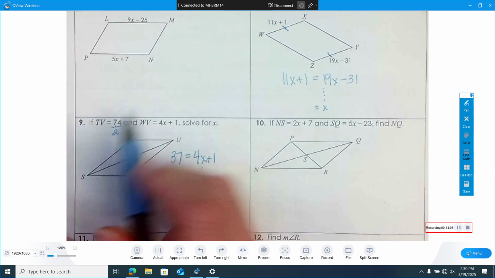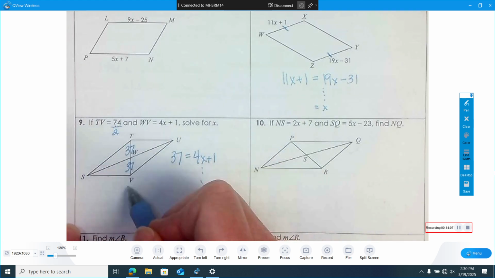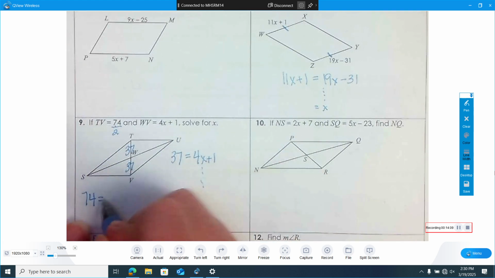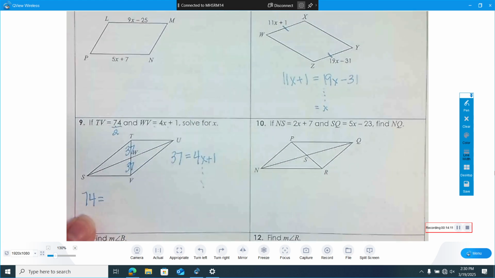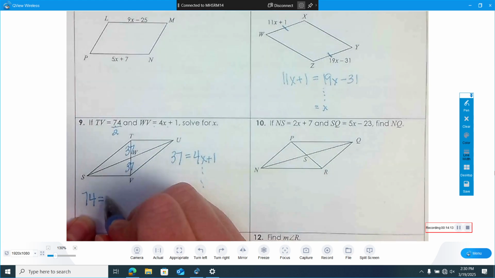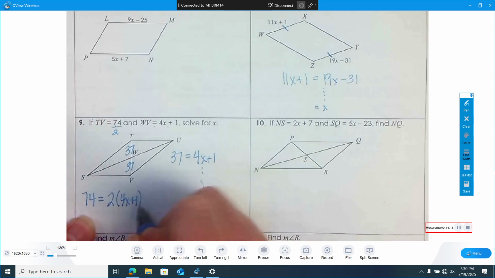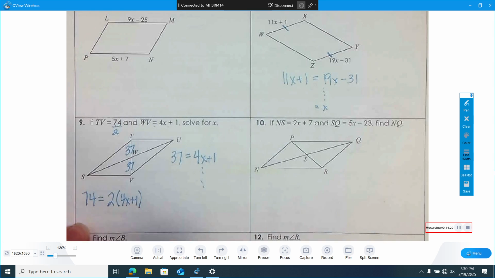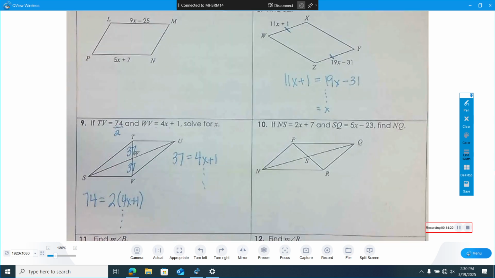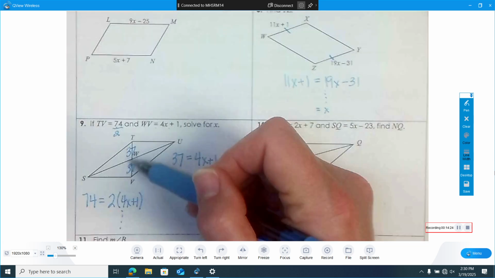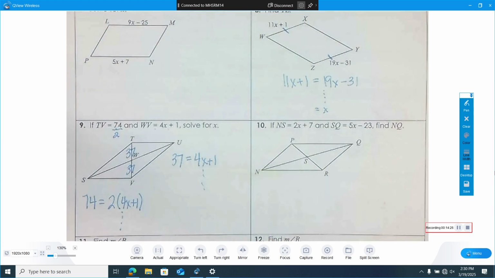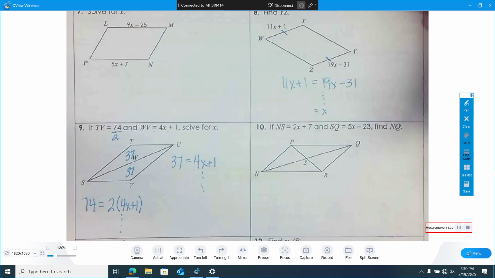So we could sort of do it with 74. How would I get the whole, like 74 is equal to 2 of them? Yeah, 2 4x plus 1s is another way that we could set that up. All right, so 4x plus 1 doubled would give us the whole diagonal. Lots of ways to do these problems.